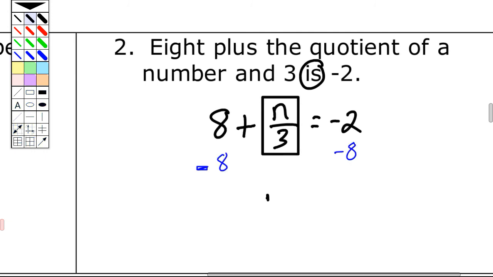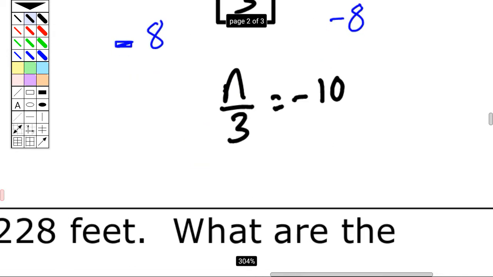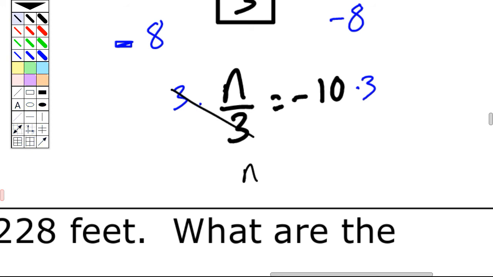So we have n over 3, n divided by 3, equals -2 minus 8 more, now we're big, -10. And finally we need to multiply both sides by 3. So I'm getting n is equal to -30.